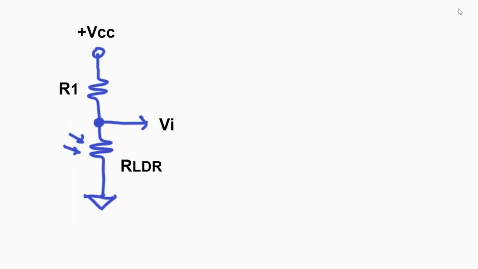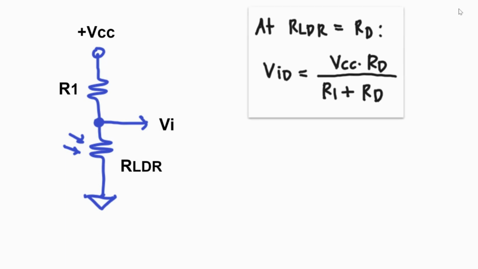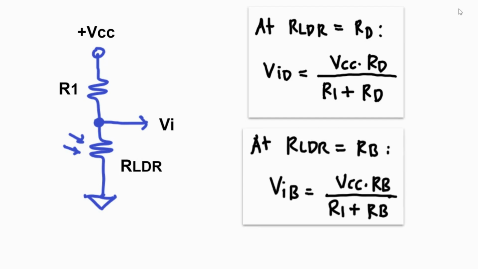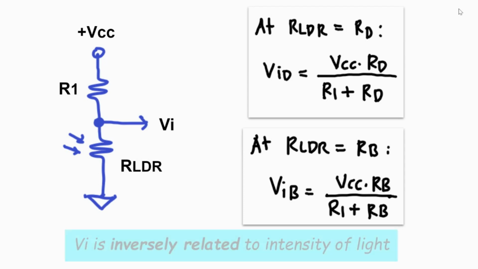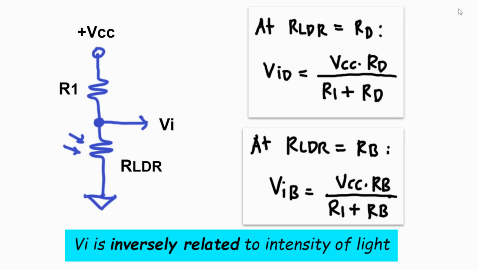Then I connected the LDR to a fixed voltage source in series with a resistor. Take note that the circuit is a voltage divider, so that when it is dark, the input Vi is given by VID. Then when it's bright, the voltage becomes VIB. But the important thing here is to realize that Vi is inversely related to intensity of light.